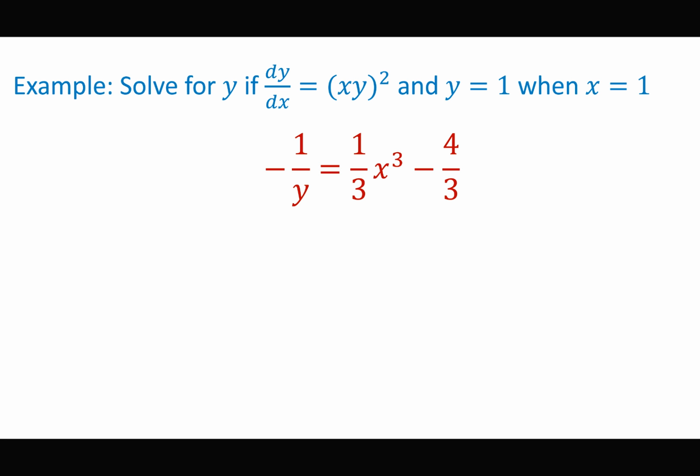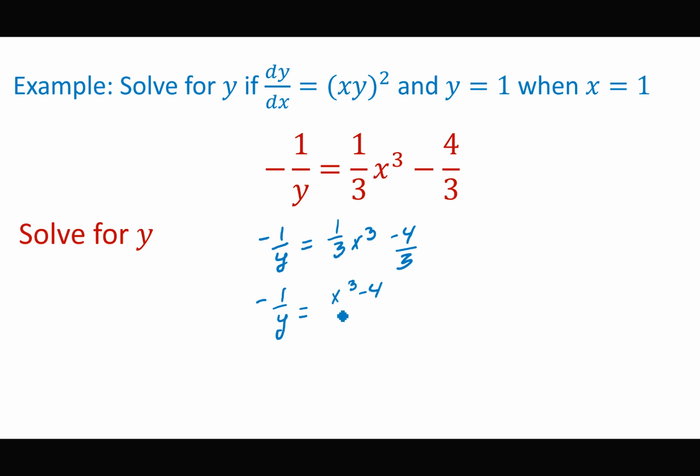So this is our, after we've done our separation of variables, applied our initial conditions, this is the equation we're at, -1/y equals 1/3 x cubed minus 4/3, but we want to get it to be y equals. We don't want it to be -1/y. So we have to start doing some work here. I would do this as 1/y, and this would be x cubed minus 4/3. I have a common denominator on the right already. I'm going to write it as one rational function on the right.